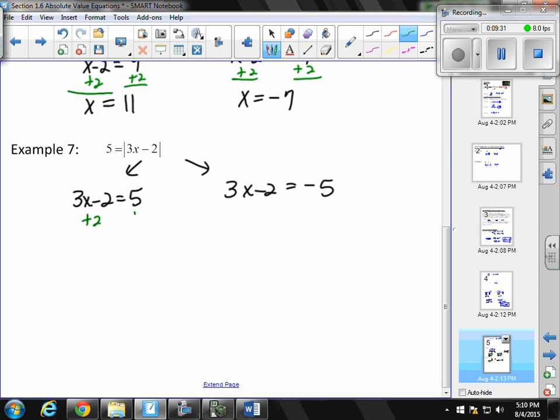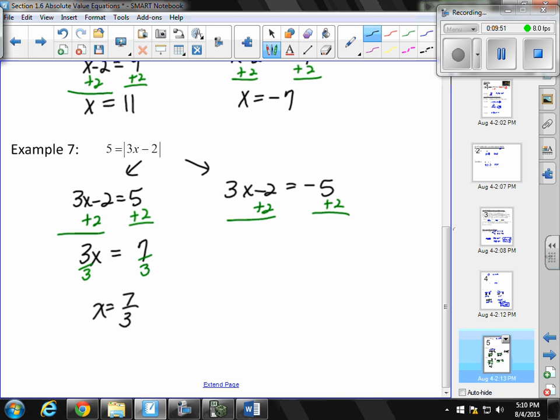Add 2. I get 3x equals 7. And to get the x by itself, we're going to divide both sides by 3. So x equals 7/3. The other equation, we're going to add 2 to both sides.